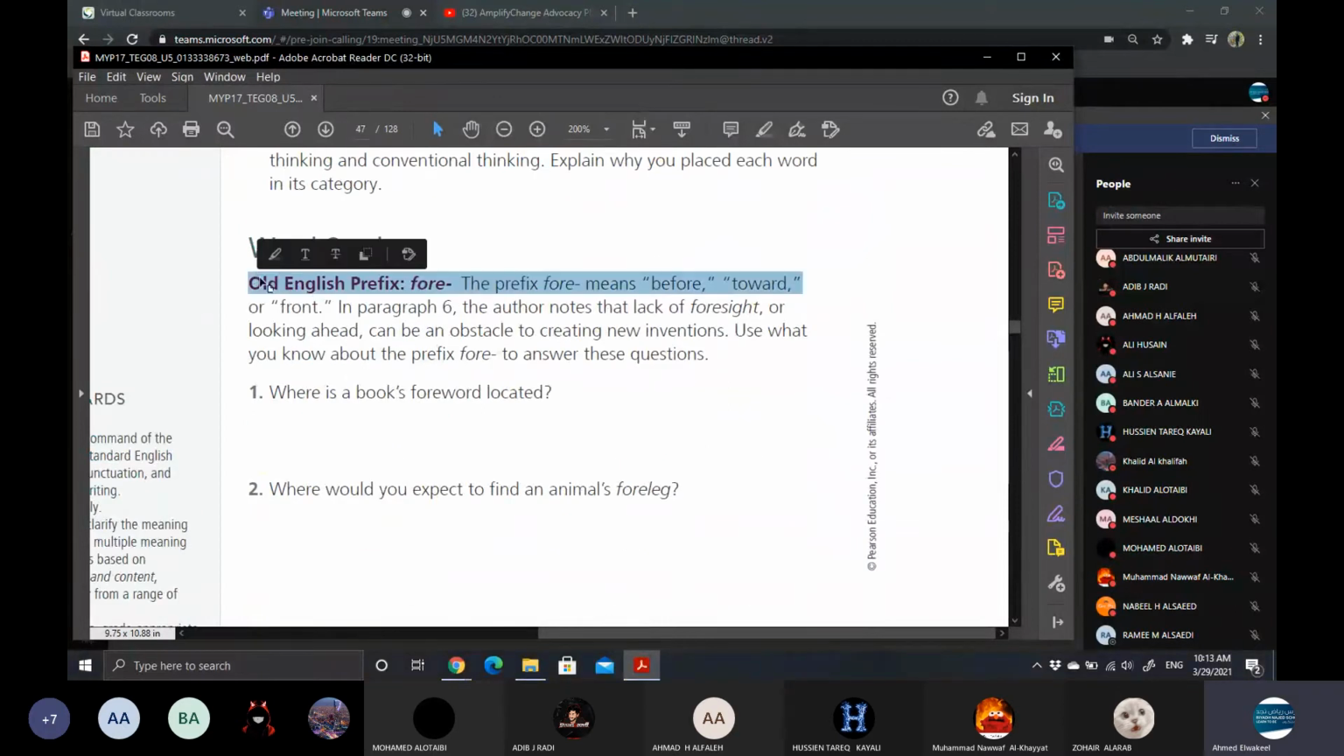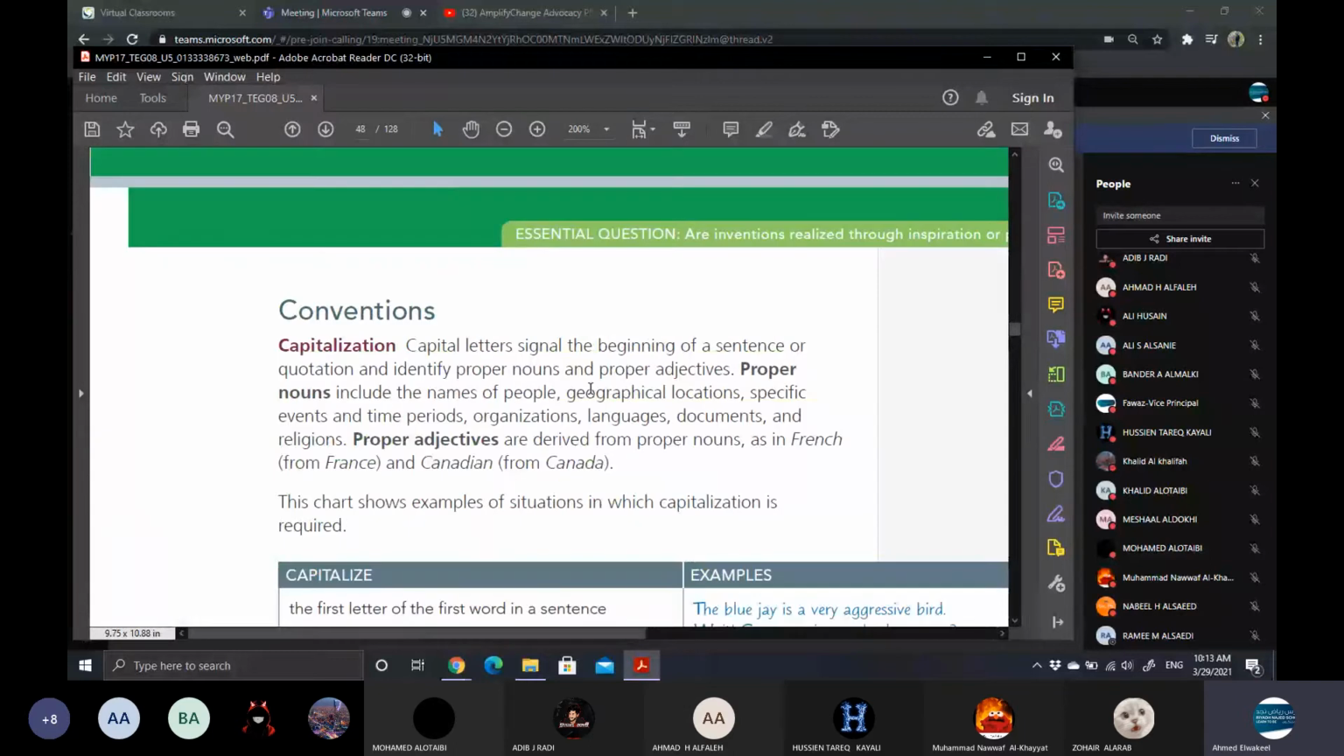And we shall deal with the prefix in our session next Thursday. So any questions so far? No, teacher. Alright. Jumping to the conventions. What is the meaning of conventions? Let's speak first about capitalization. Hussein, can you read please?